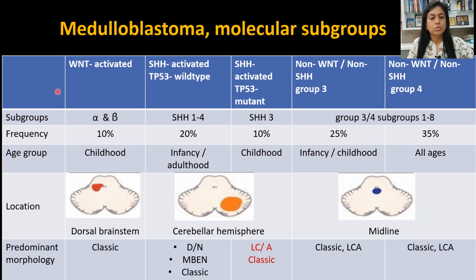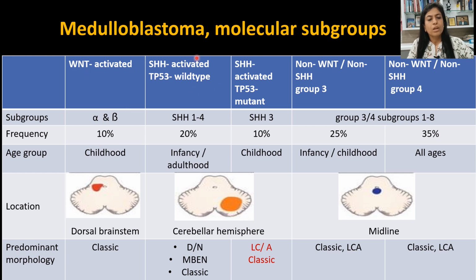So coming to the Wnt activated medulloblastomas, the frequency is 10%. It's a childhood tumor. These are located in the dorsal brainstem. However, they may be found in the midline or in the CP angle or near the foramen of Luschka. And the classic predominant histomorphology here is a classic type. So this subgroup is very important because the children in this subgroup have excellent prognosis and they respond very well to the current therapy regimes. So it is a very important group.